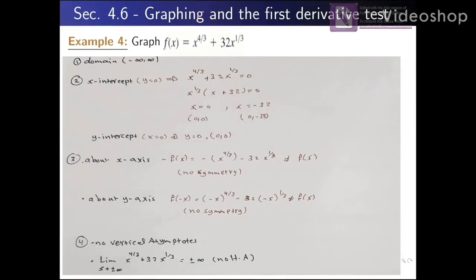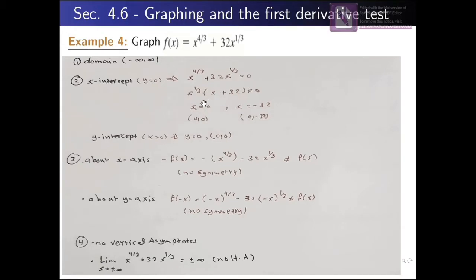So now we have example 4, graph f(x) = x^(4/3) + 32x^(1/3). First, the domain of the function is from minus infinity to infinity. For the x-intercept, put y equal to 0, so when y is equal to 0, we get x^(4/3) + 32 multiplied by x^(1/3) is equal to 0.